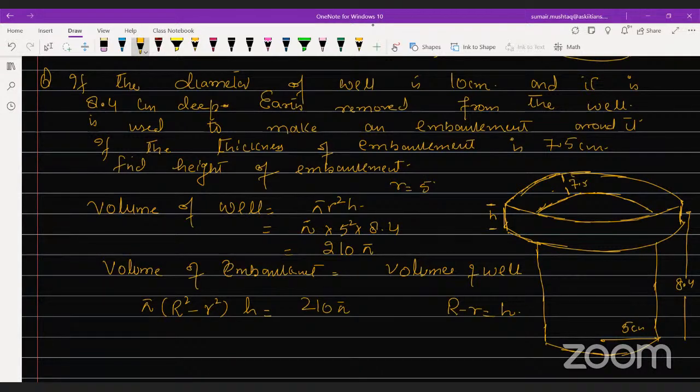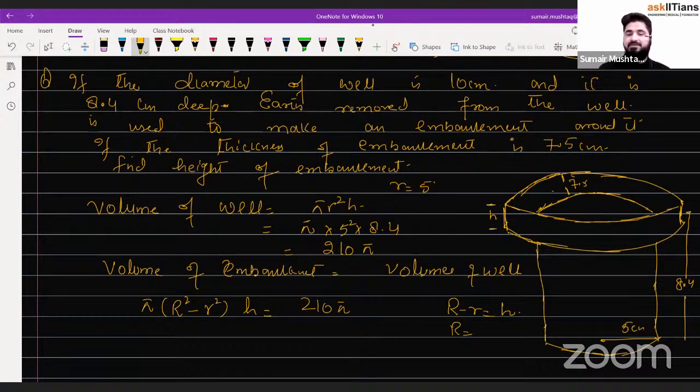5 centimeters. So R is equal to 7.5, sorry. This is equal to 7.5 plus r, that is equal to 7.5 plus 5, that is equal to 12.5. Is that clear? Is that thing clear?